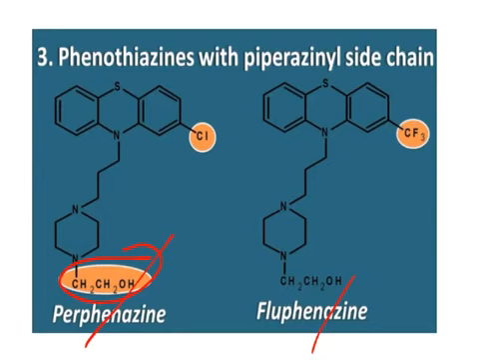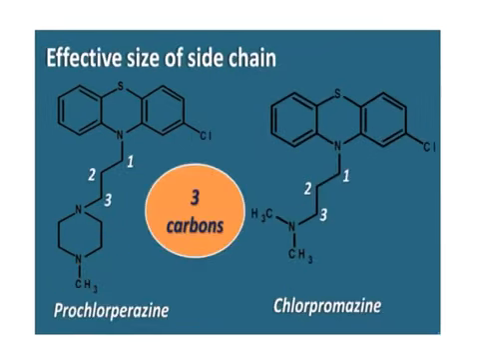Okay, draw the structure. These are the piperazine side chain. So these are the three classes of phenothiazine: the alkyl side chain, the piperazine side chain, and the piperidine side chain. Okay. Now what is the effect? What is the requirement of the side chain?